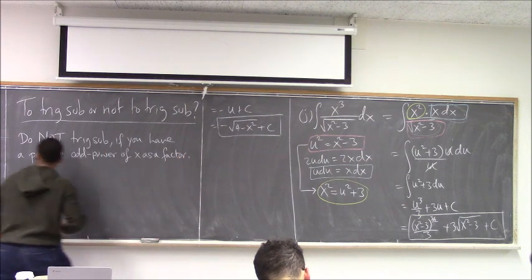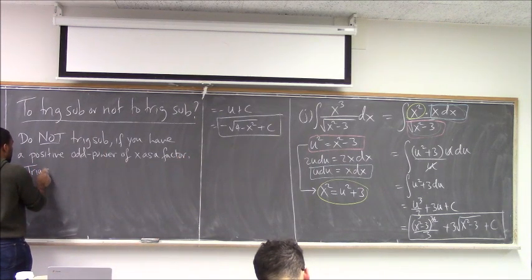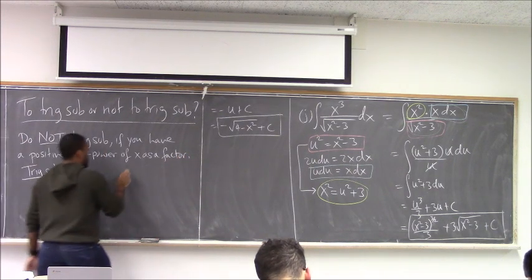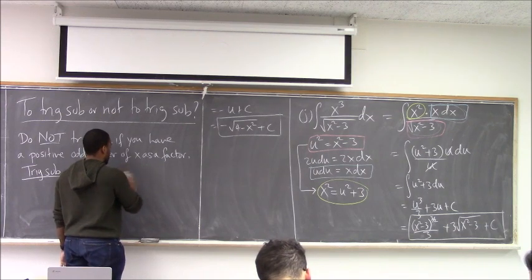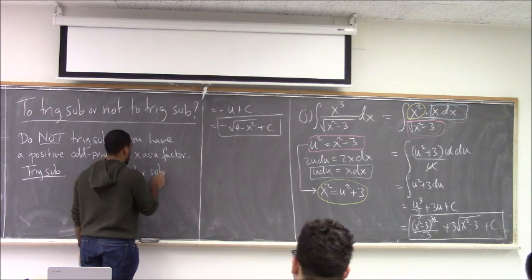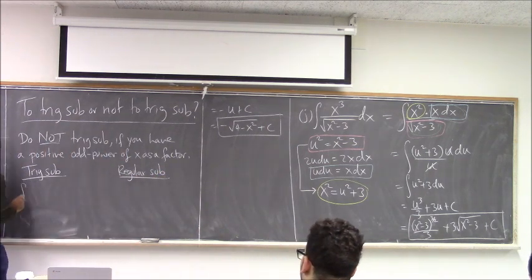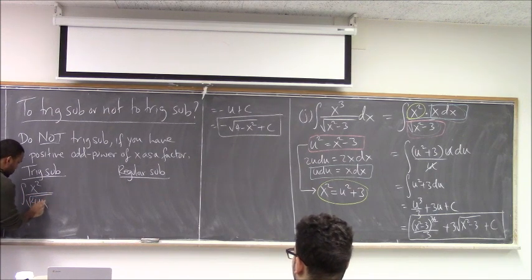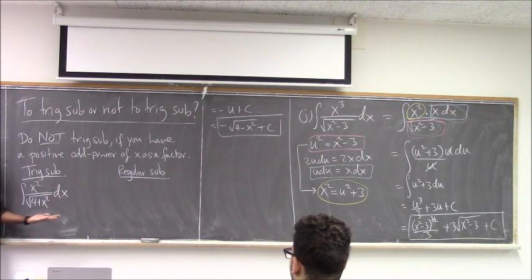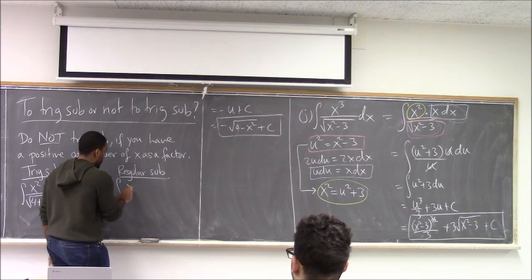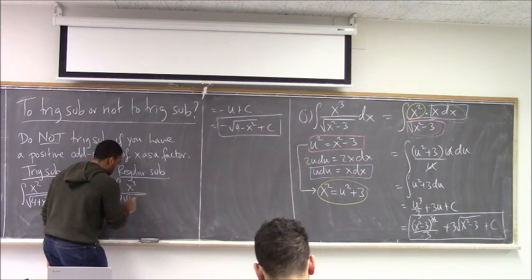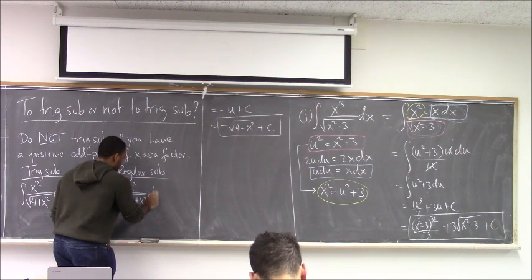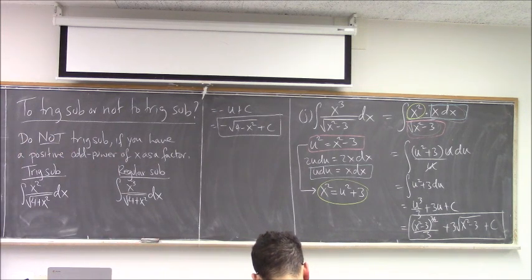So basically the idea is trig sub versus regular sub. So I see an integral like this, x squared over the square root of 4 plus x squared. That's a trig sub integral. If I see x cubed over the square root of 4 plus x squared, that's a regular substitution integral, right?